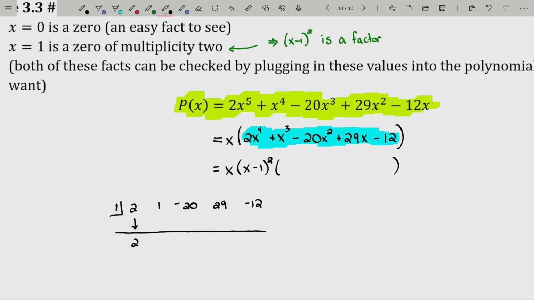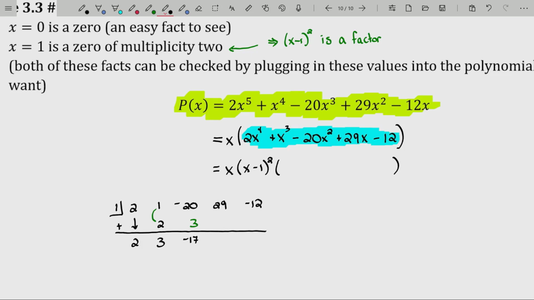Well, you bring down the 2. 2 times 1, that gives me that 2. 2 plus 1 right here. Actually, I'm pointing with my pen, but you can't see that. 2 plus 1 is equal to 3. 1 times 3, well, that's going to be 3. Let me use a different color. Negative 20 plus 3, well, that's easy. Negative 17. 1 times a negative 17, that's a negative 17.